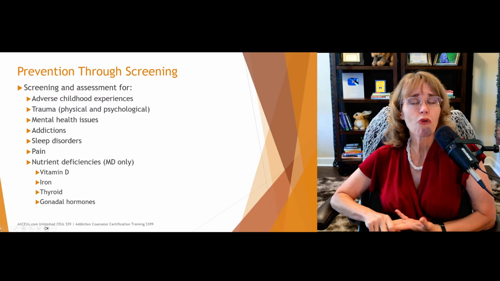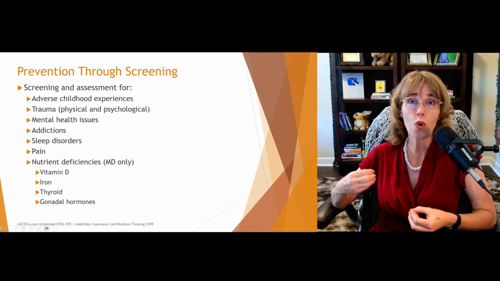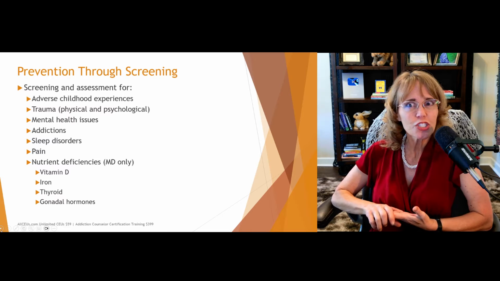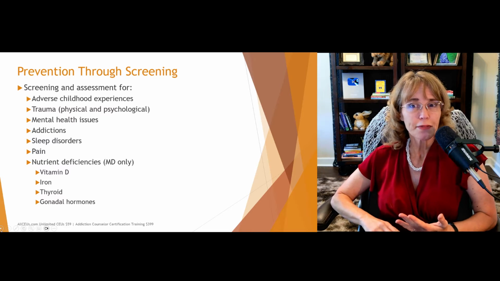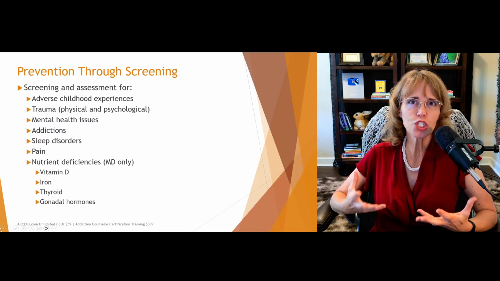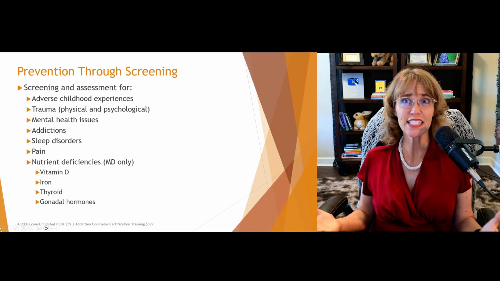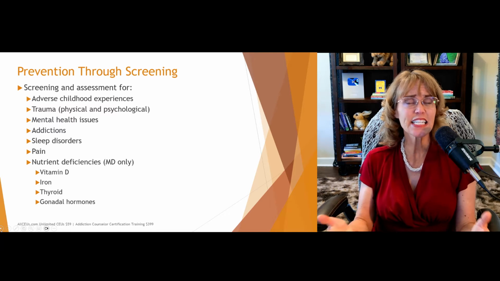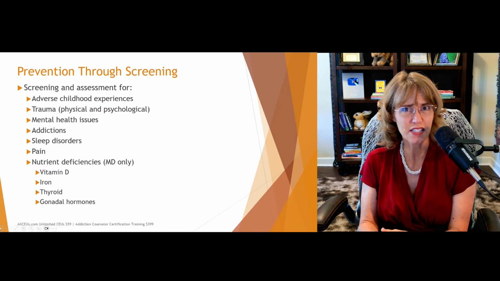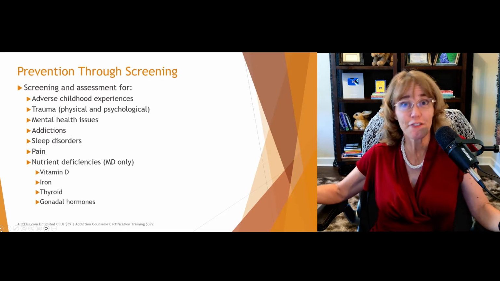We can screen for trauma, both history of physical trauma, like physical abuse or even car accidents that might cause traumatic brain injury, and psychological trauma. We want to screen for mental health issues. There are very easy screening tools that we can use. For example, with depression, we can just ask somebody, for the last 6 months, more days than not, have you felt depressed or unhappy? And if they say yes, well, you've screened for depression.